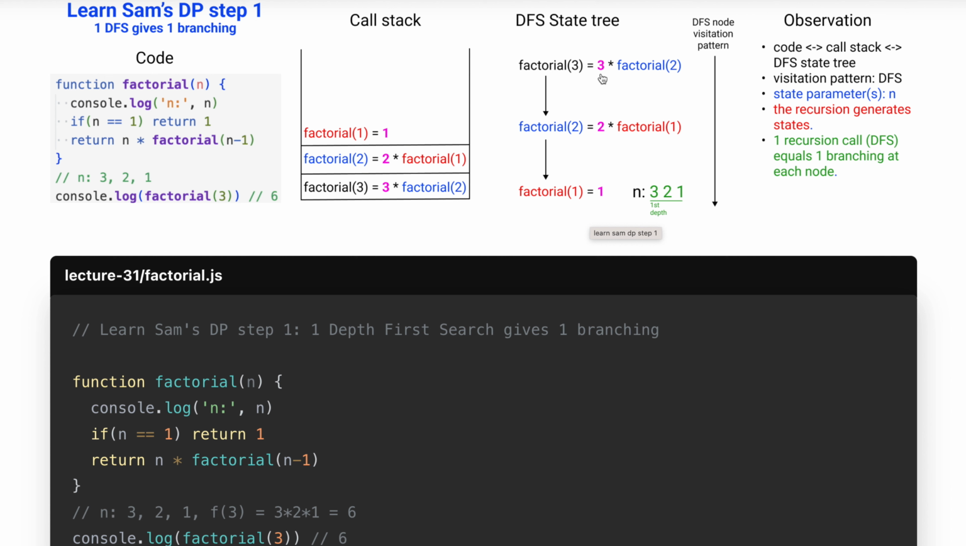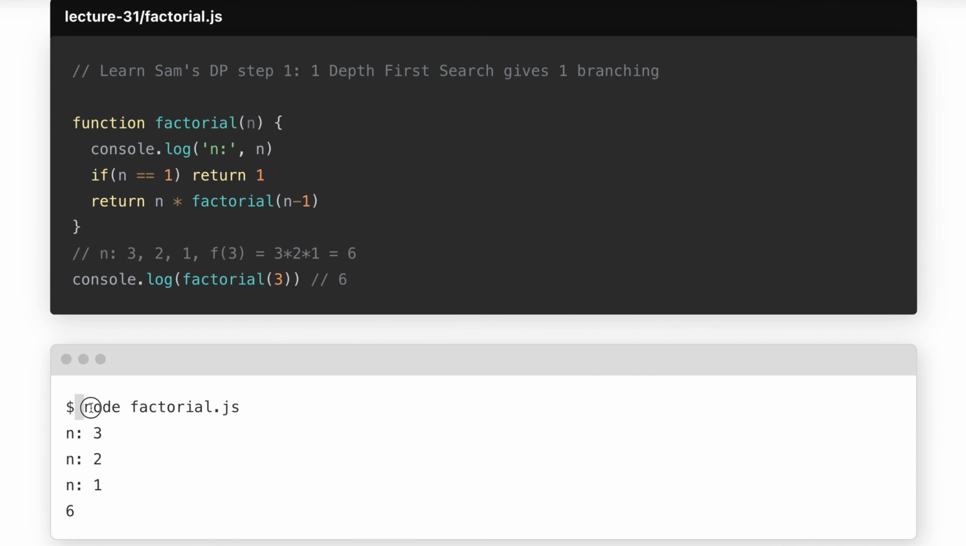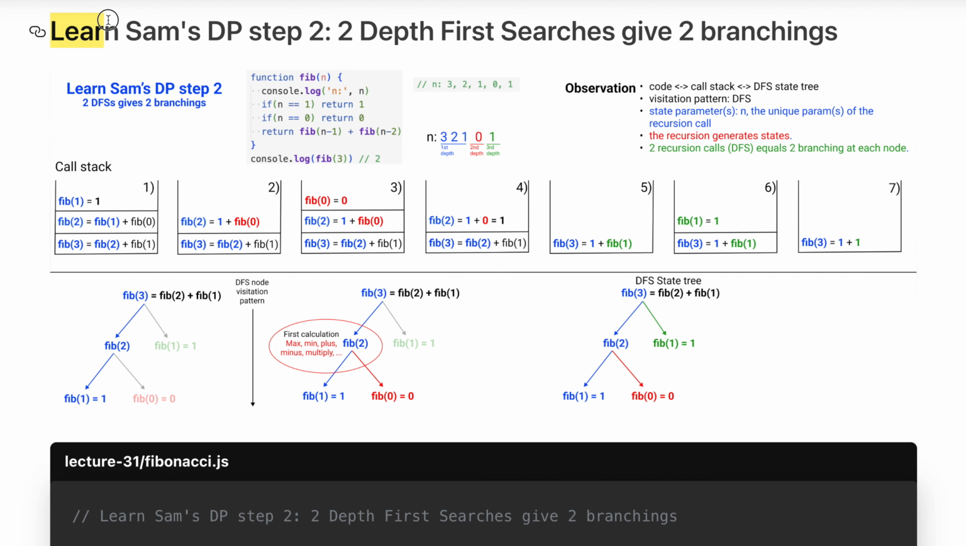And alongside the state are the state parameters, the information that we are interested in that we can use to calculate our goal, our factorial number. And if we run our factorial, it's going to give us all the state parameters that we're interested in because we console log them out here. And finally, it returns the result that we want, which is factorial of 3 equal to 6. So remember, one depth first search call within the body of the function, which is this line here, is going to give us one branching. Next, for learning step 2, we're going to see that if we have two depth first searches, it's going to give us two branchings.